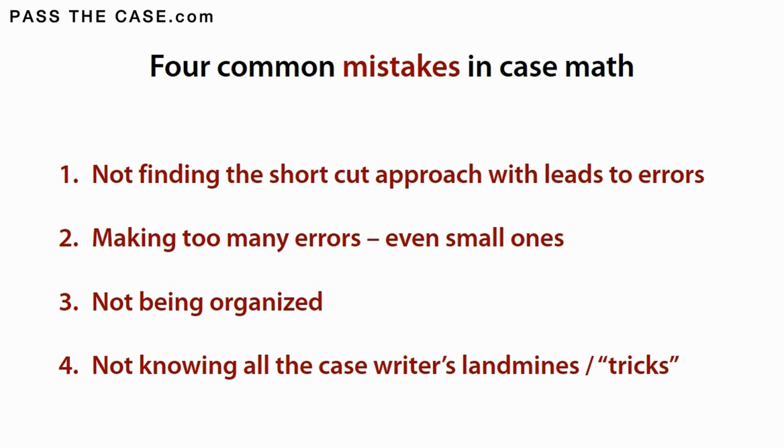The third common mistake is not being organized. You're oftentimes given the question, you might get some new numbers, you'll have an exhibit, and then you're actually making math calculations. And these numbers often get mixed in with each other, which again increases the chances of making calculation errors. And then the fourth mistake is not being aware of all the case writer's landmines that they purposely put in the math portion of the case. But don't worry, because I'll reveal the most common types of tricks that are embedded in most cases.